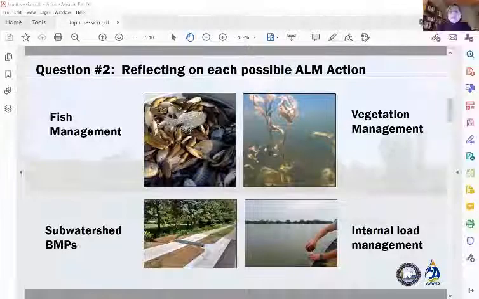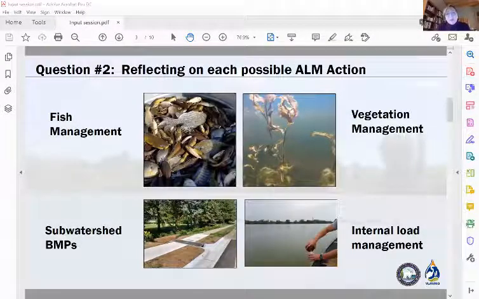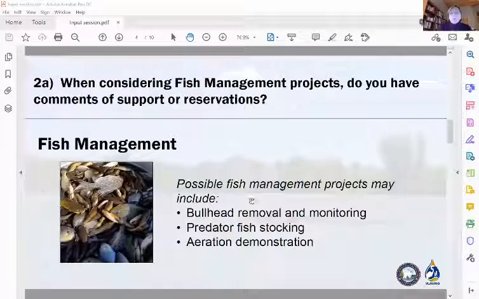All right, thank you. Let me share the screen, and we will go to the next question. Question 2 is broken up into 4 parts, reflecting on each of the possible management actions that were described by Phil, and we'll take them one by one. The first one was fish management, and as you recall, he talked about the possibility of bullhead removal, predator fish stocking, and an aeration demonstration. We've gotten a few comments already in support of the fish removal, so I'm going to take the screen down and ask for any additional comments people may have on that specific management action that relates to the fish removal or aeration.